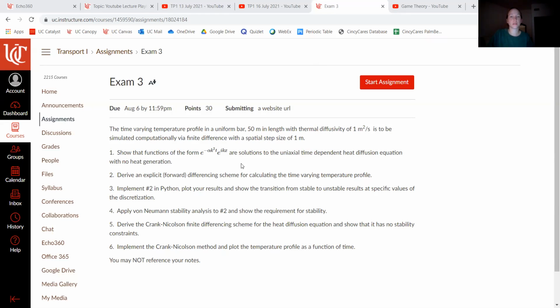So in the first part, this video, what we want to do is show that this function, as we have written here, is a solution to the time-dependent heat diffusion equation with no heat generation. And we'll be able to do that by using von Neumann's stability analysis, as well as Euler's formula, which is where this solution comes from.